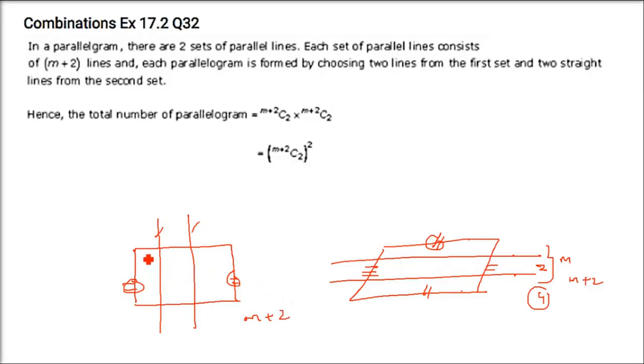So each parallelogram is formed by choosing 2 lines from the first set and 2 lines from the second set. So this is one parallelogram, one from the side and one from the parallel line. Again, you have to make a parallelogram. So one line you are taking from here, one line you are taking from here. That is the parallel lines with the two sides. That is going to be M plus 2. So this is for the first one.